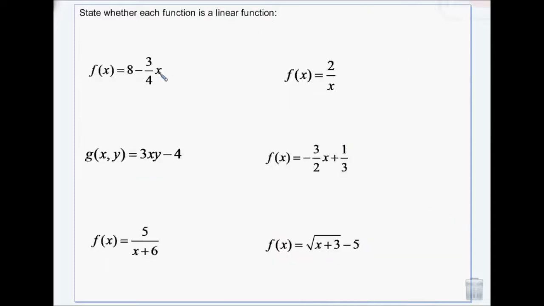So if you're ready, number one. Yes, because the x is not in the denominator. Number two is no, because x and y are multiplied. Three, no, because x is in the denominator. Four, no, again, x is in the denominator. Yes, and no.